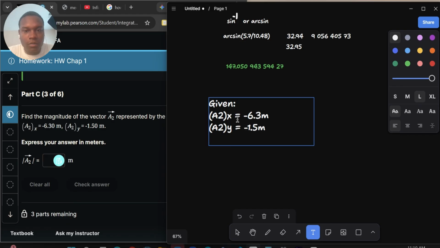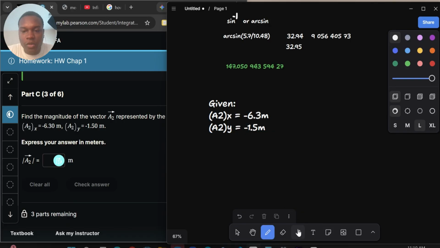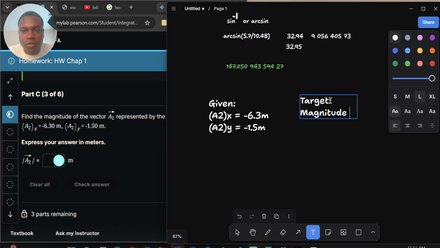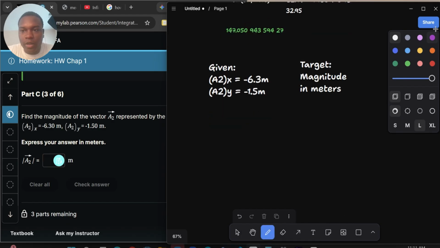And I forgot to do this on the other ones, but we have to show what our target is. What are we looking for? We're looking for magnitude, in meters. Good thing our unit is already in meters. So now let's draw it. We're going to make ourselves a little Cartesian coordinate plane and start from there.